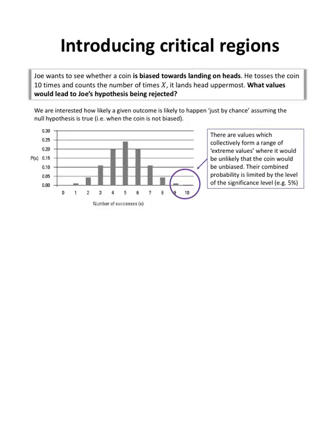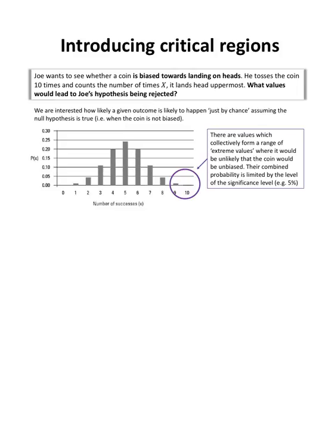So here we've got an example where we're going to look at critical regions. Joe wants to see whether a coin is biased towards landing on heads. He tosses the coin 10 times and counts the number of times x it lands head uppermost. What values would lead Joe's hypothesis to being rejected?